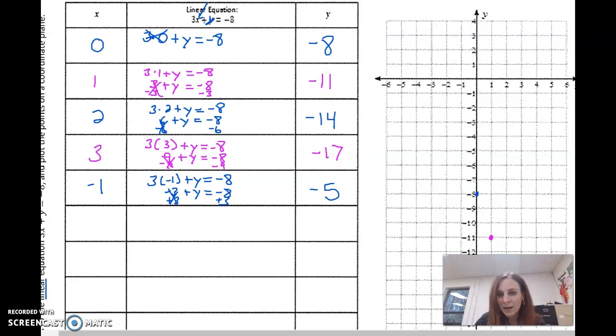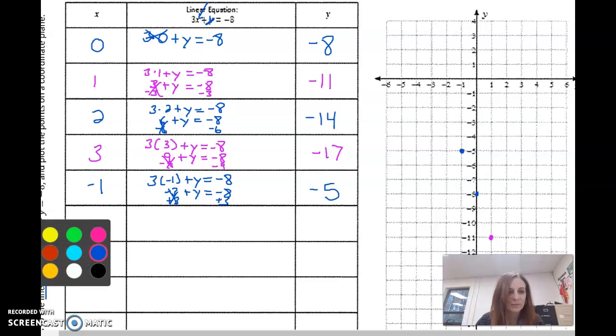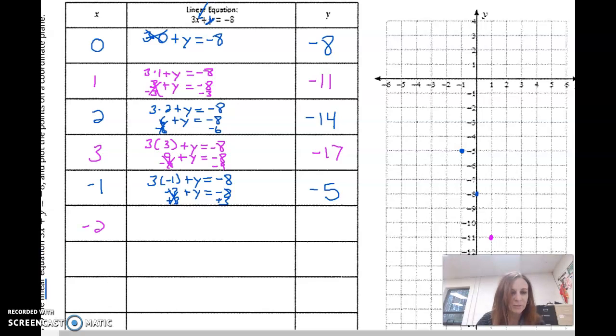So we have -1, -5. Oh, -2. Again, guys, where are these numbers coming from? I'm just picking them. They're x values. And all I'm doing every single time is replacing the x. I'm substituting the x for it. So this is negative 6 plus y equals negative 8. So I'm going to add 6 to both sides. Negative 8 plus 6 is going to be negative 2. So we get negative 2, negative 2.